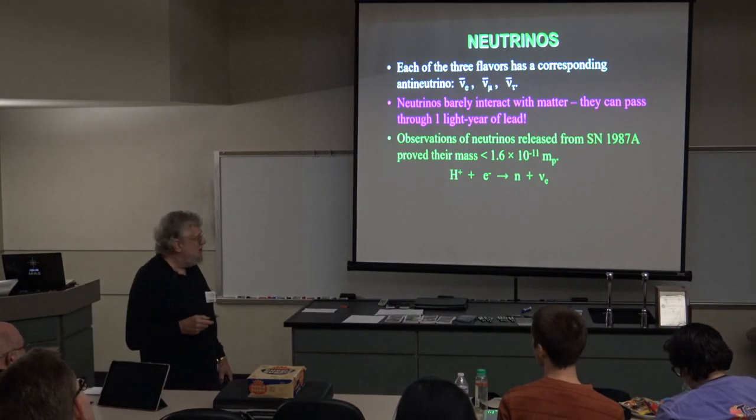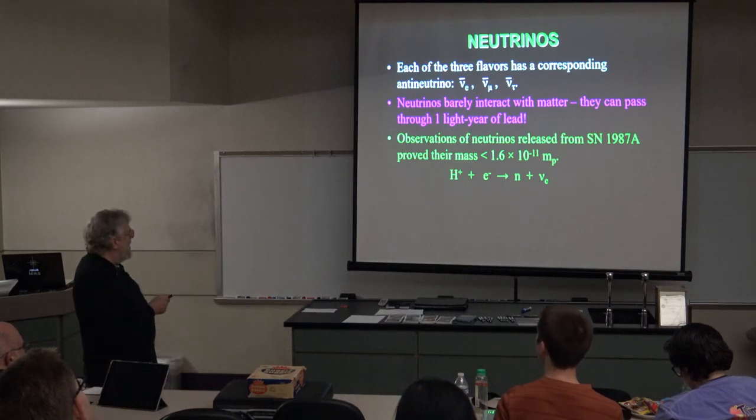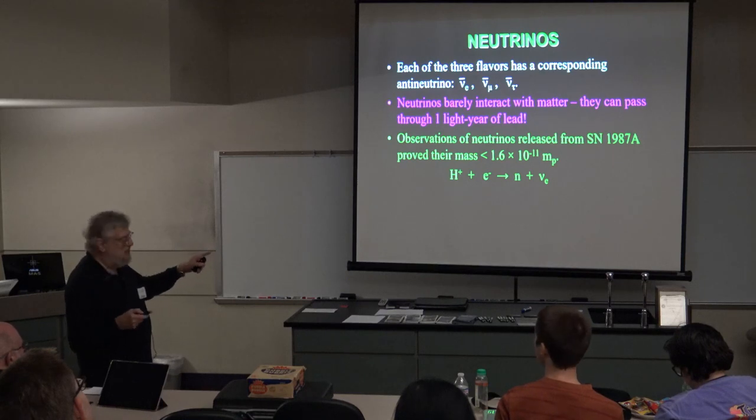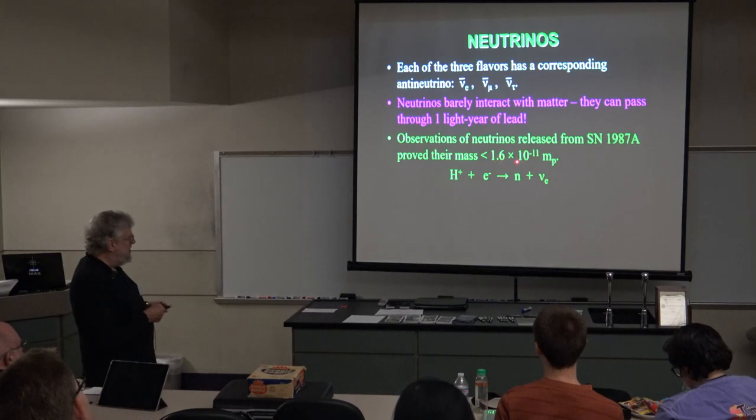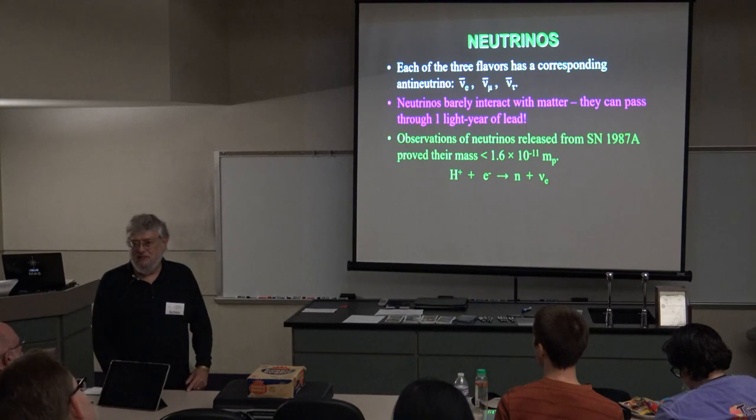The supernova 1987A in the LMC, the speed at which they moved, we'll get into this a little bit later, shows that their mass is less than 10 to the minus 11th that of a proton. Now, that's getting right up near zero, isn't it?